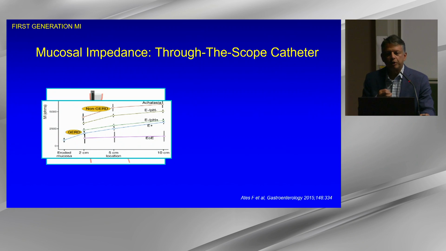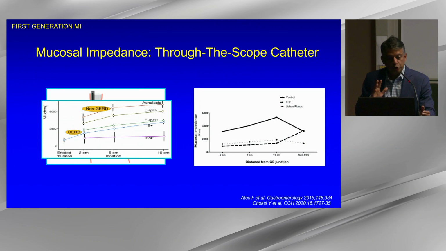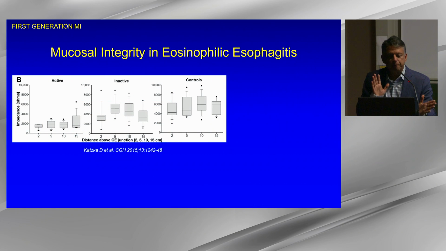And the values were the lowest in patients who had inflammation up and down the esophagus, like EOE. They also demonstrated that it wasn't just EOE. Patients with other inflammatory conditions, like lichen planus, also demonstrated a low baseline impedance. So that was the first generation mucosal integrity tool that was developed about 10, 15 years ago.